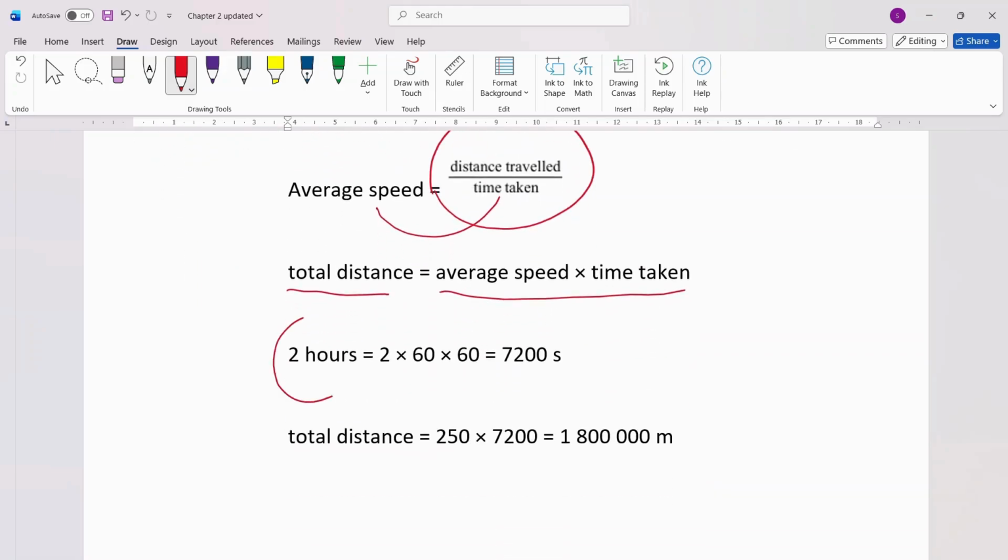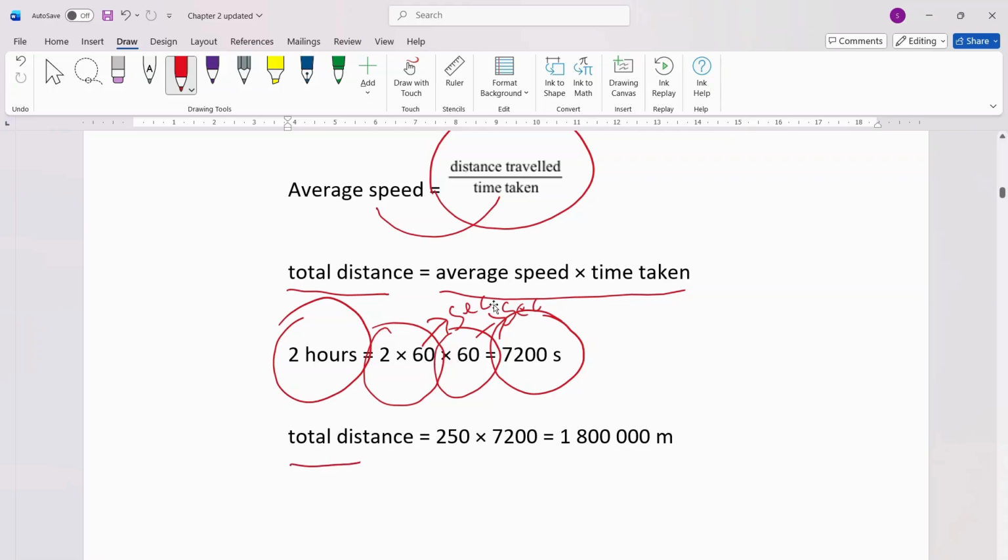Our time is given in 2 hours, hence we need to convert it into seconds first. So 2 times 60 times 60, as 1 hour has 60 minutes and each minute has 60 seconds. Total distance is equal to time multiplied by average speed, and the distance will be in meters.